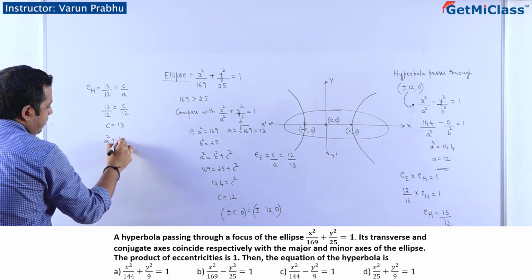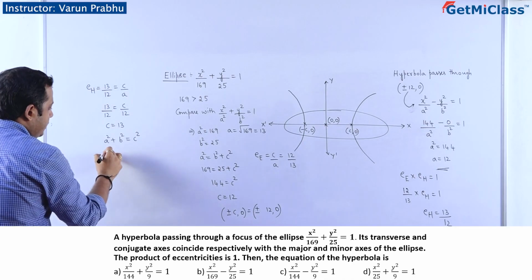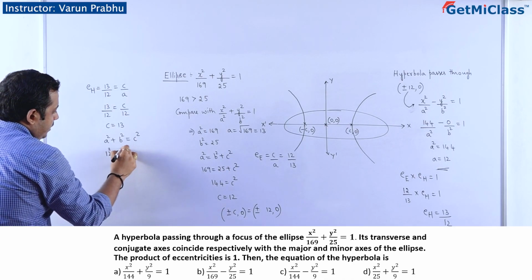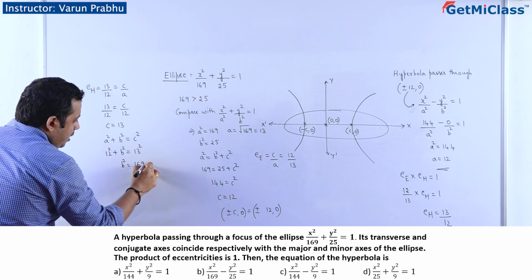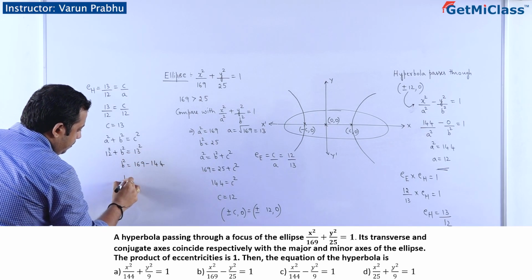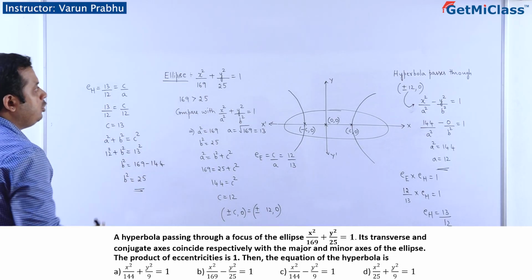a square plus b square is equal to c square. a square is 12 square plus b square, that is equal to 13 square. So, b square is equal to 169 minus 144. So, b square is equal to 25, right. So, what is the required equation of the hyperbola?